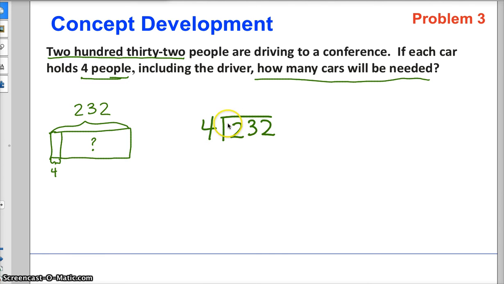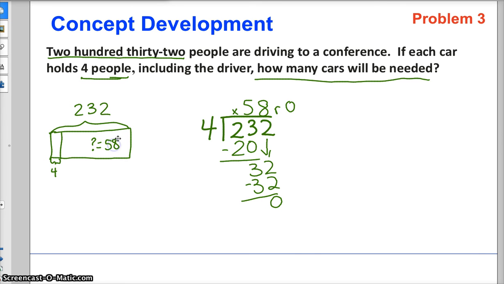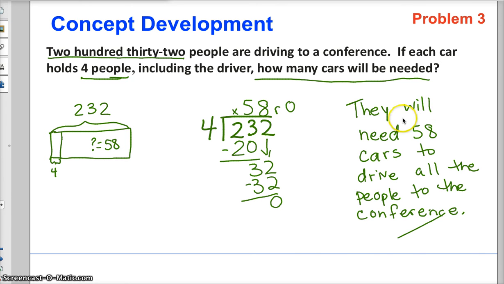Okay, again, I always try to divide the first digit, 2 divided by 4. I can't put 2 into 4 equal groups. So again, there will be no number in the hundreds place. So I do 23 divided by 4 equals 5. 5 times 4 is 20. I subtract. I have 3 tens left. I bring down the 2, so now I have 32 ones that I'm going to divide, and 32 divided by 4 equals 8. 8 times 4 is 32. I subtract. I bring down. So now I have 58. So this is 58 cars. So here's my sentence. They will need 58 cars to drive all the people to the conference.